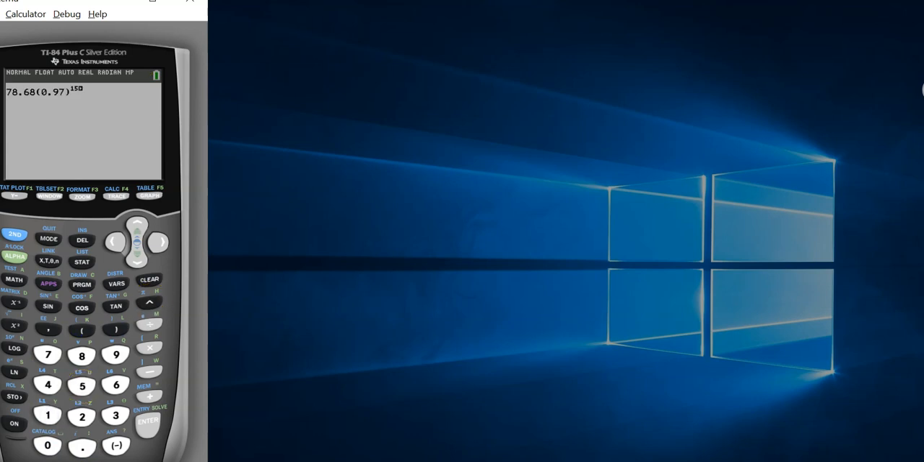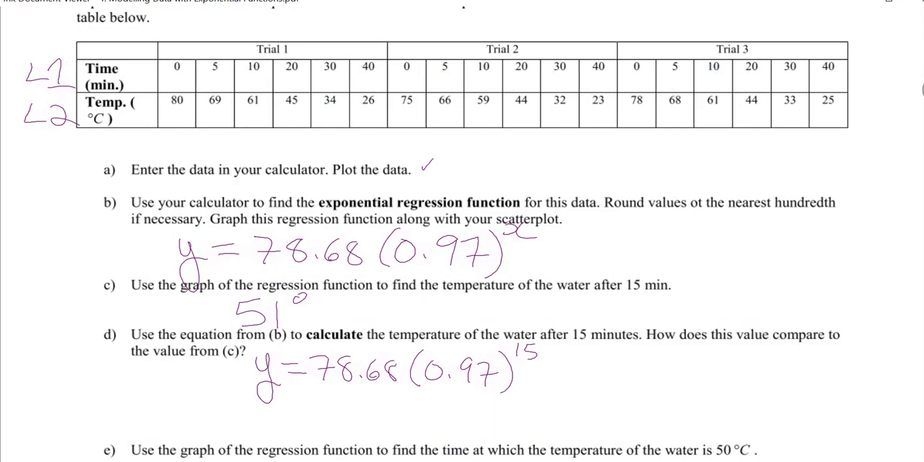Okay, and we recognize that's an exponential function, right? It's in the form a times b to the x, right? So a is 78.68, b is 0.97. Hit enter, we get 49.82. Temperature after 15 minutes, 49.8.